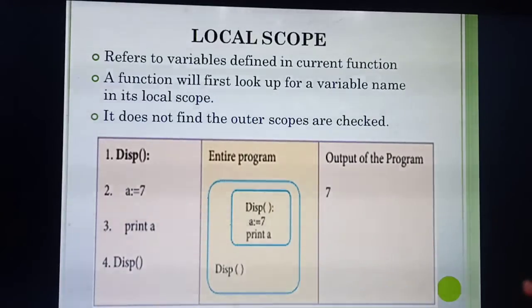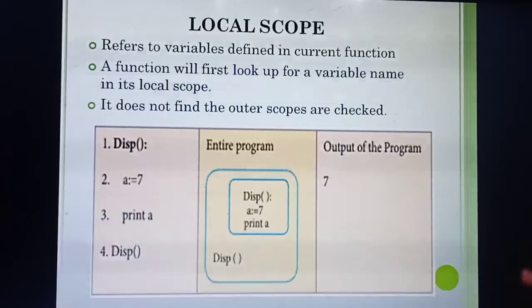Now see the diagram, listen carefully. Now see the first point. The function name is dispof. Have you seen that code? That's a function. Inside the function, a colon equal to 7. Here a is a variable and 7 is a value or object. So you are going to assign the value 7 to a.